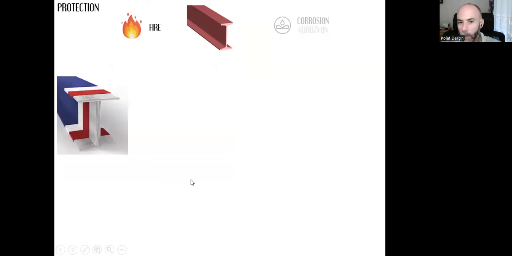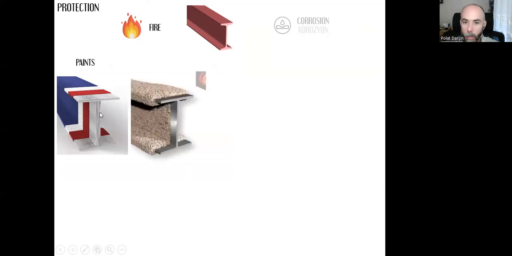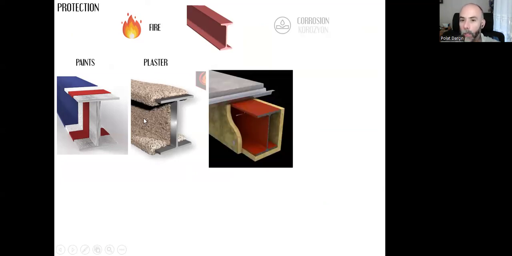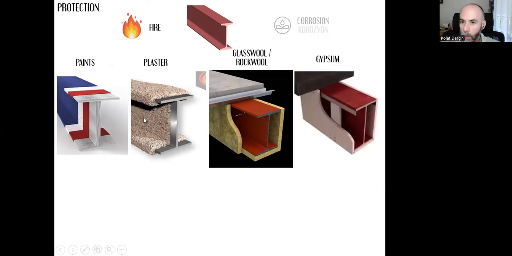If you want to protect our steel components against fire damage, then we can use paints. There are some special paints. These are some chemical substances, obviously, and in case of the fire, they change shape. We can have plasters, we can have glass wool or rock wool sheets, or we can use gypsum.